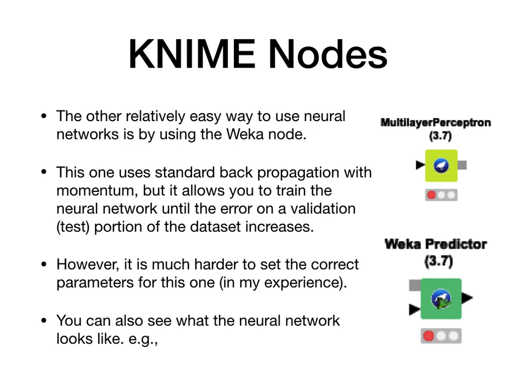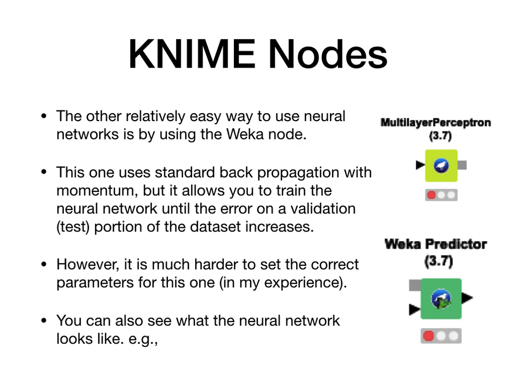There are two nice things about it. First off, you can see what the neural network looks like. And second, you can train the neural network until the error on a test portion of the data increases, and that's really nice. You can't do that with RProp. That said, it's a lot harder in my experience to set the parameters for this one. You'll often see that when you set the parameters, it'll just output one value, so it'll just predict everything as the one class.